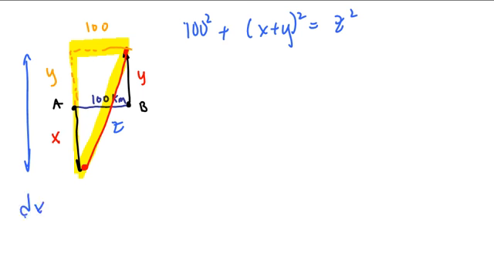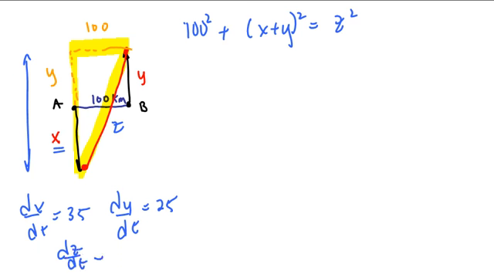And we are told that dx by dt is 35. How fast is boat A moving? How fast boat B is moving is 25. And we want to find out how fast dz is changing. That's our unknown, and we want to do it at 4 p.m. And we start the problem at noon, so it's basically 4 hours later.